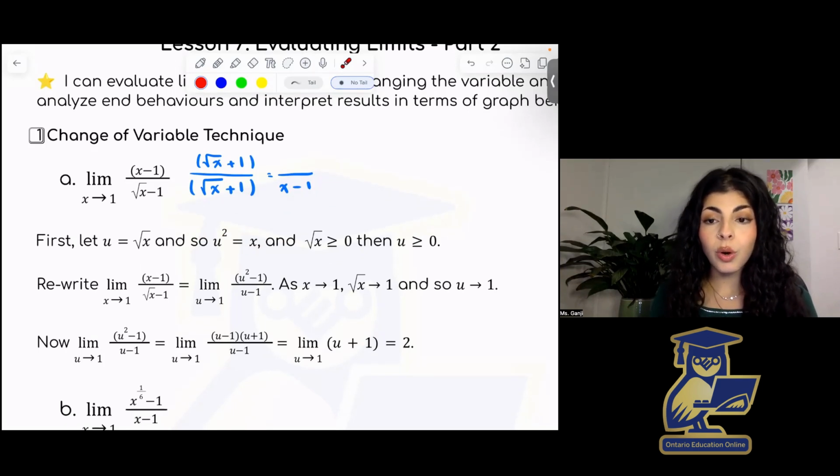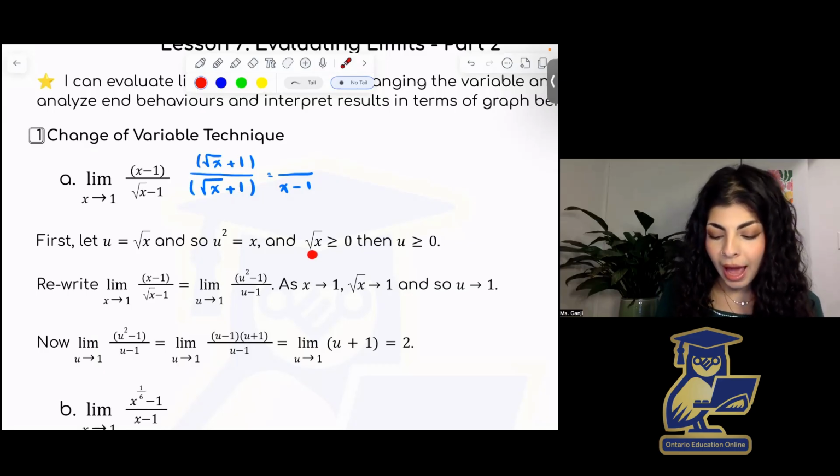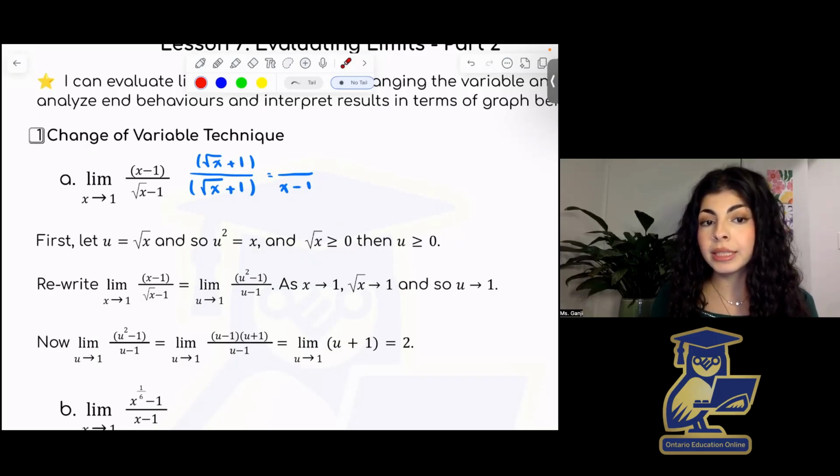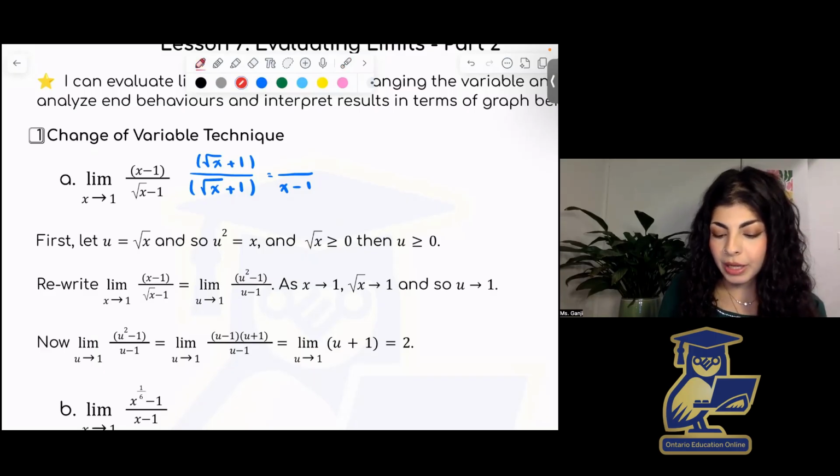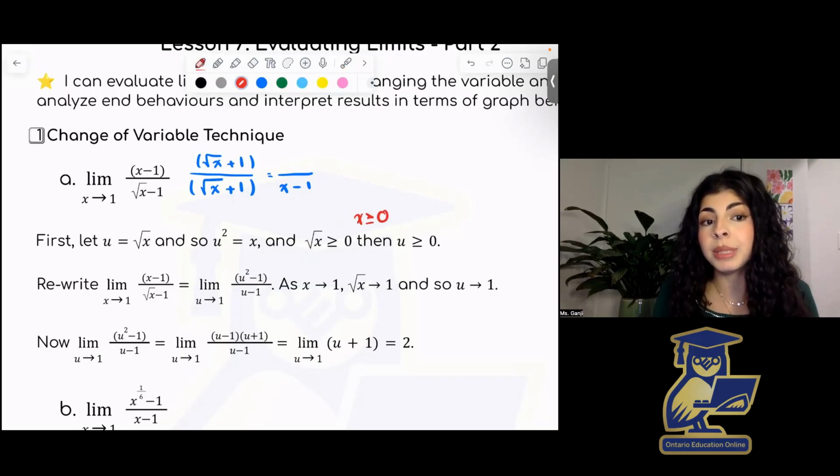Now, when you're doing this, you also have to consider the domain of the original function as well. And considering we have a square root of x, we know that x itself is greater than or equal to 0 because we have that square root. So for this to be defined, we only look at values of x that are equal to or greater than 0. And so subsequently, given that u is equal to square root of x, this is just a matter of working with inequalities.